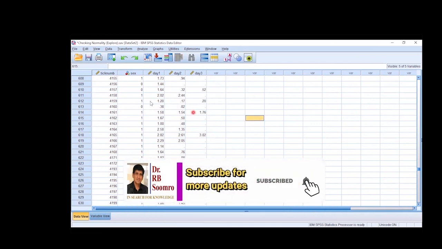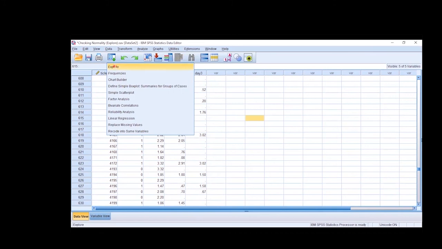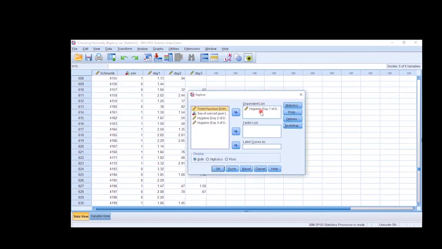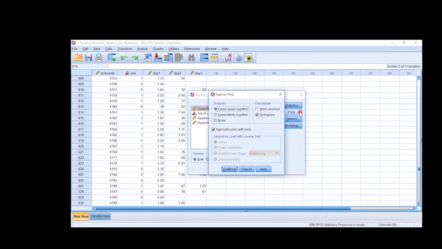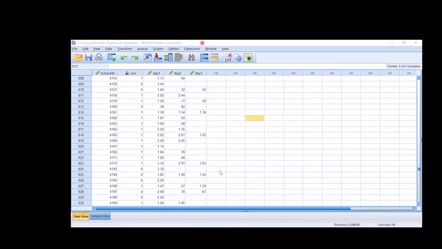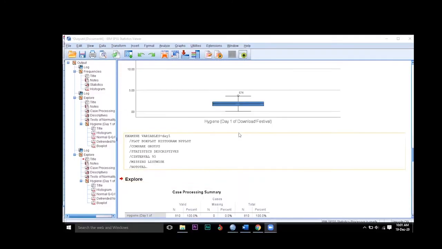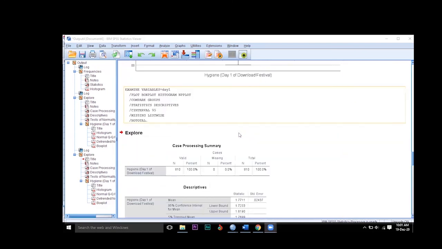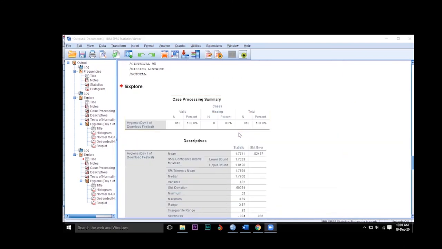Once you have removed the outlier, we go back and apply the same Explore technique again. All the things are checked, that's fine, just press OK. When you press OK, now you get another result. This result is the same.